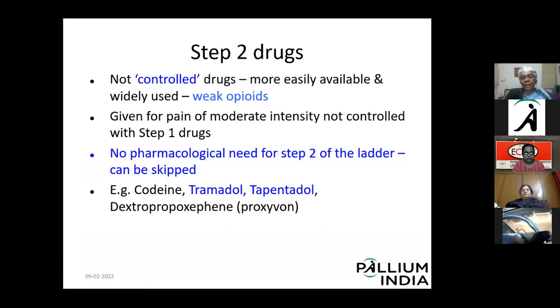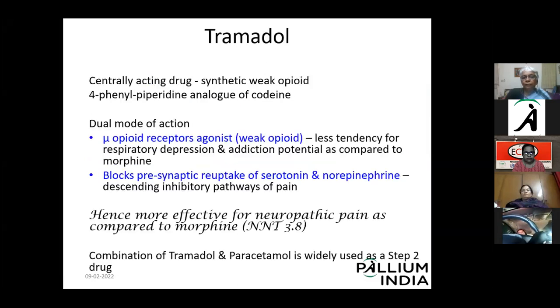Now, coming to the step 2 drugs, they are the weak opioids. So they are not controlled. That means they are more easily available, and so they are very widely used. It is given for pain of moderate intensity, which is not controlled with step 1 drugs. And the examples in common use are tramadol and tapentadol.